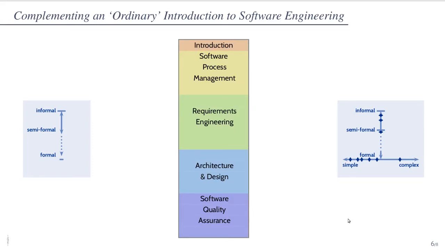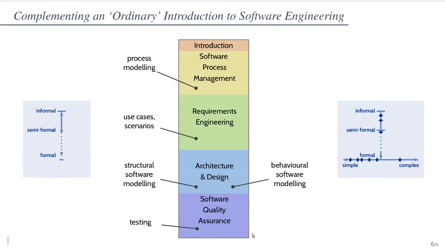Here's another challenge. What we have in the middle is a schematic of our one semester undergraduate introduction to software engineering. We have topic areas software process management, requirements engineering, we have architecture and design, we have code quality assurance, and we can imagine that time is already pretty tight. So where do we put this additional material?